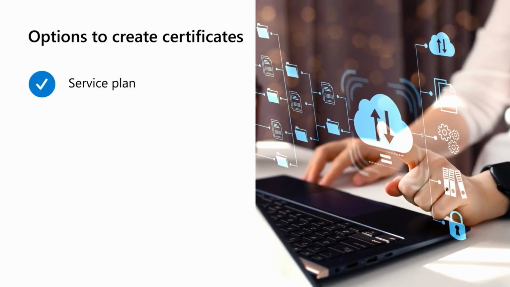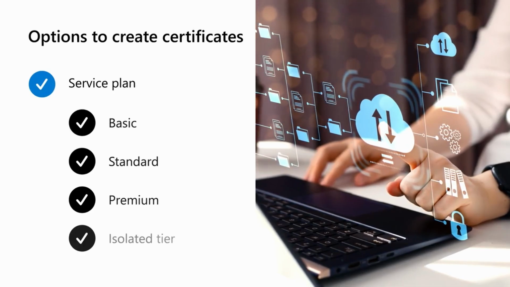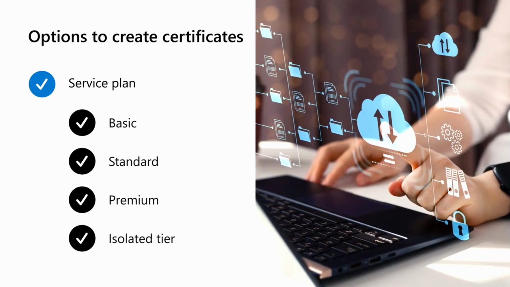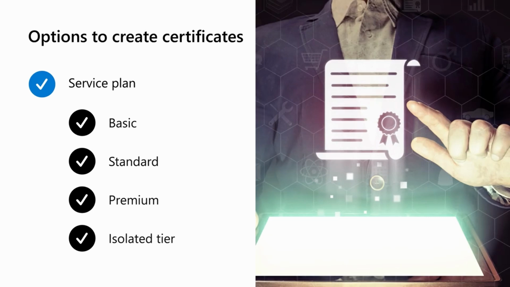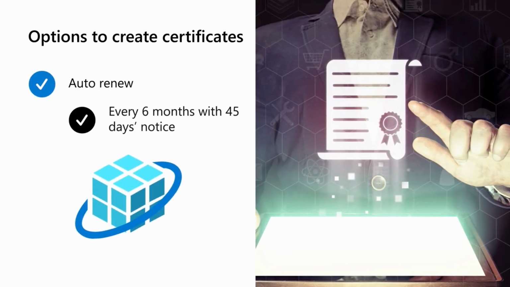Also, your app service plan must be in the basic, standard, premium, or isolated tier to generate unique TLS or SSL bindings or allow client certificates. The free app service certificate gets automatically renewed every 6 months with 45 days notice.